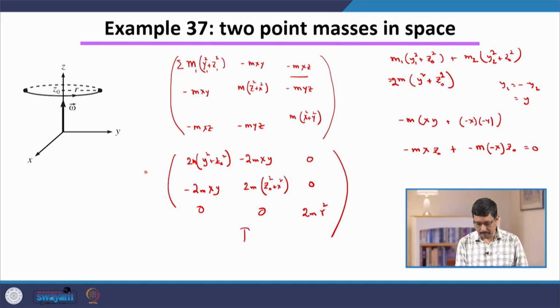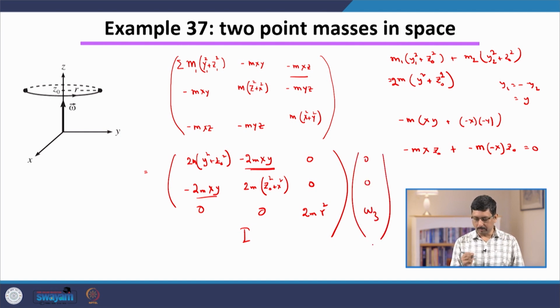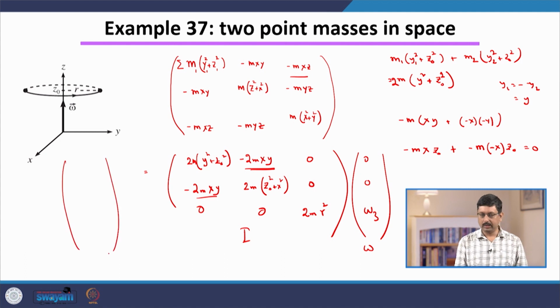the moment of inertia matrix, and it shows that the terms containing z are 0, but the terms containing x y are non-zero. Now, if we multiply by the omega, what is our L matrix? Let us now notice this. The first component is 0, the second component is also 0, and the third component is 2 m r square omega 3.